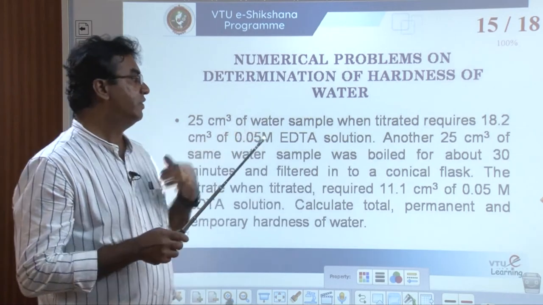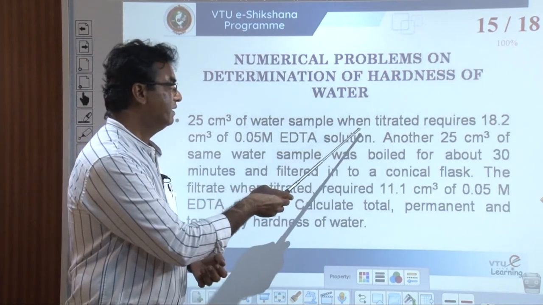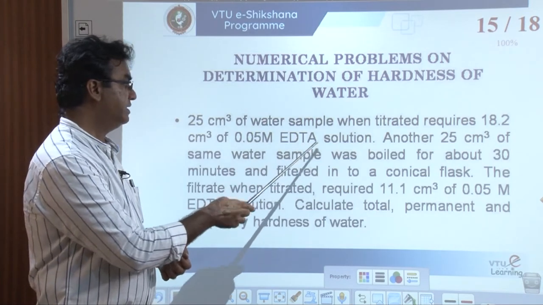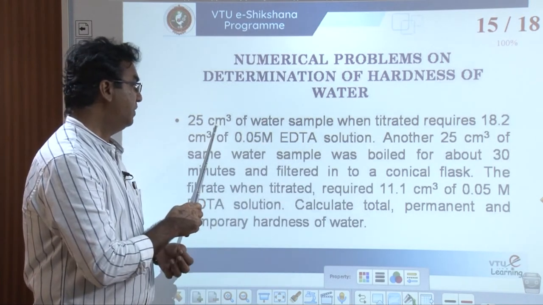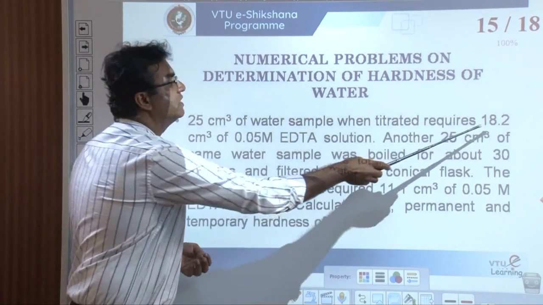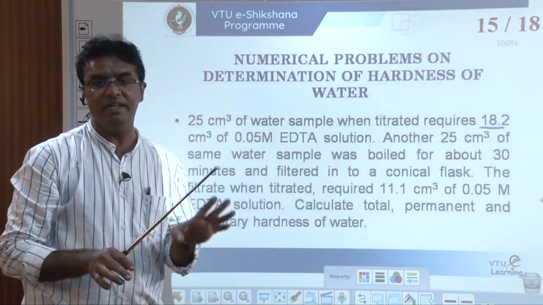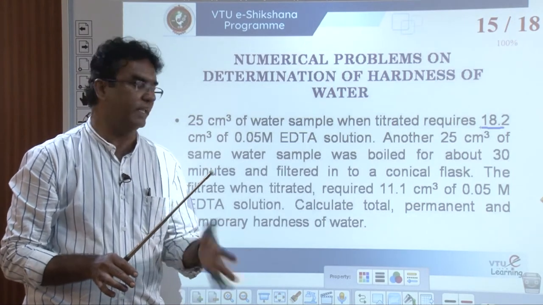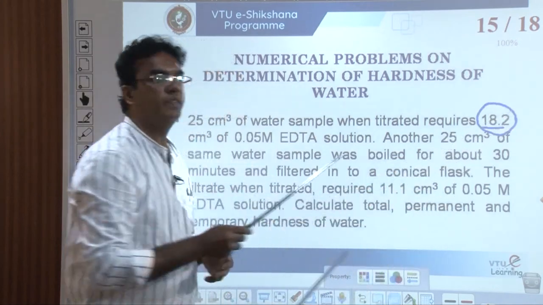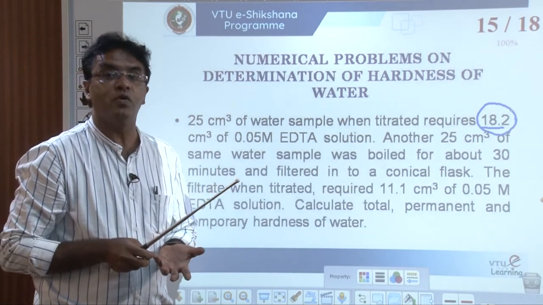Very simple. So here we go through a problem to understand that 25 cm cube of water sample when titrated requires 18.2 cm cube of 0.05 molar EDTA solution. That is, we are using 25 ml of the water sample, titrating against 0.05 molar EDTA. How much EDTA it consumed? 18.2 cm cube. So no heating here. Straight away experiment is being done by using buffer and Eriochrome Black T indicator. So therefore, the volume of EDTA consumed is 18.2 cm cube. This we can generally call it as V1 cm cube. This is for total hardness.